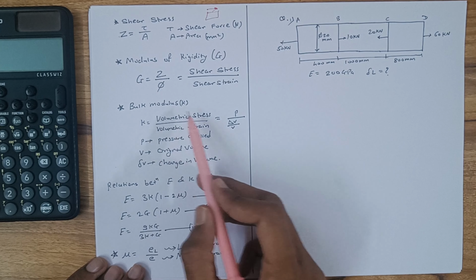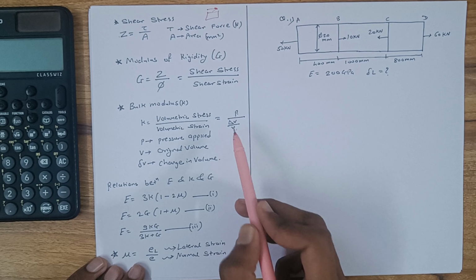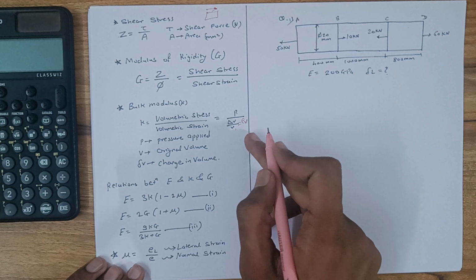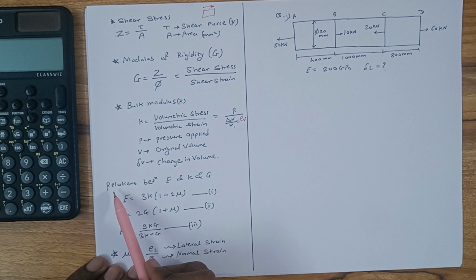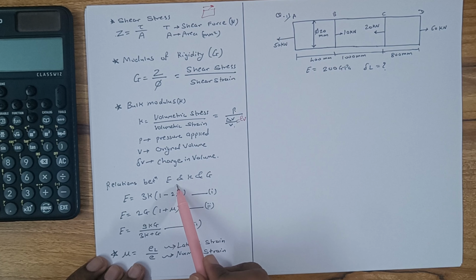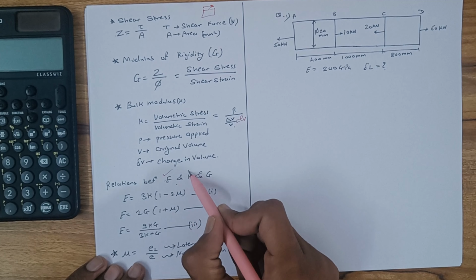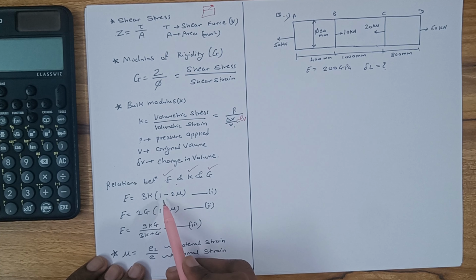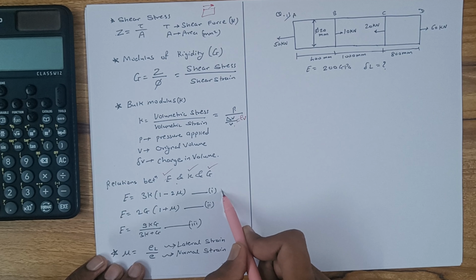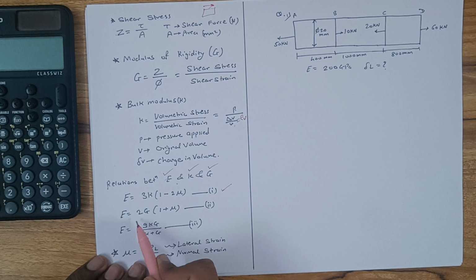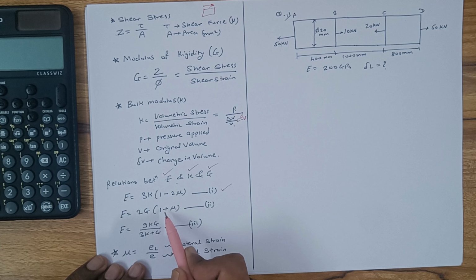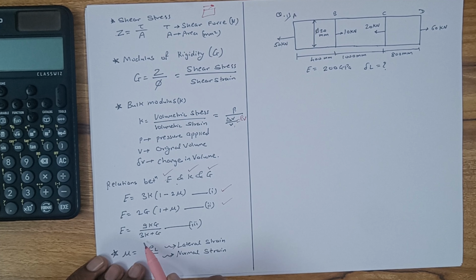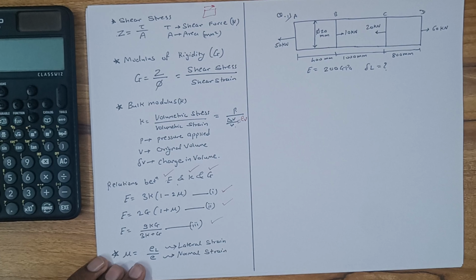The formula of bulk modulus is P upon delta V upon V. It can also be written as stress upon volumetric strain, EV. Now the relation between Young's modulus, bulk modulus, and modulus of rigidity. E is equal to 3K into bracket 1 minus 2 mu. It is the first relation. The second relation is E is equal to 2G into bracket 1 plus mu. The third relation is E is equal to 9KG upon 3K plus G.